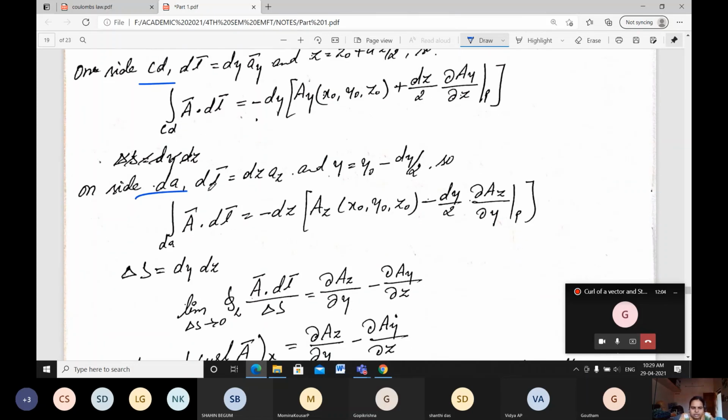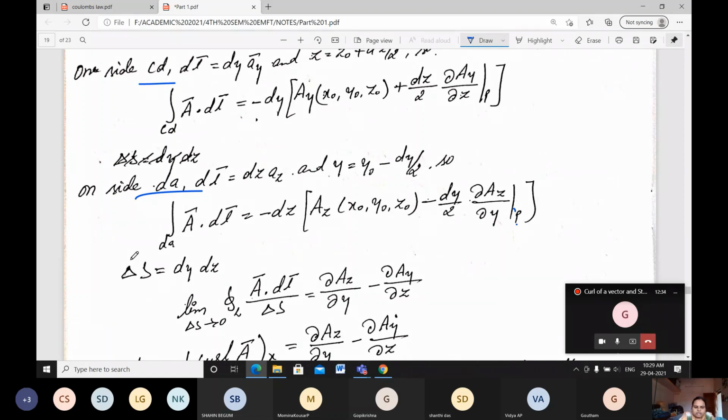Next, on the last side DA, dl is dz az, and y is y0 minus dy by 2. Therefore, the integration over DA of vector A dot dl is equal to minus dz az at x0, y0, z0 minus dy by 2 of dou az by dou y at point P.